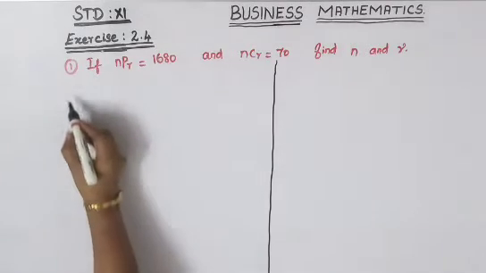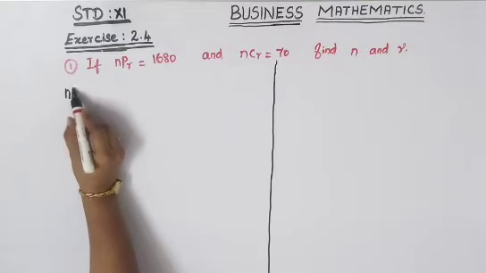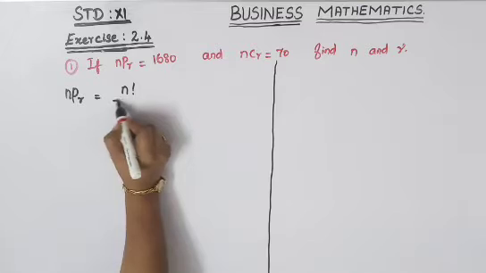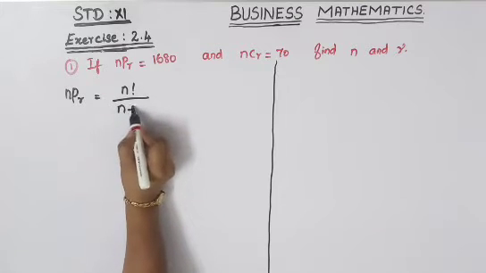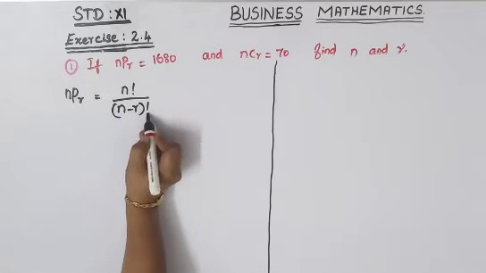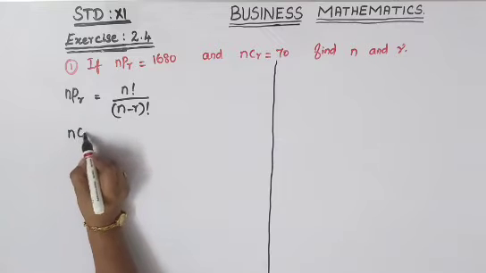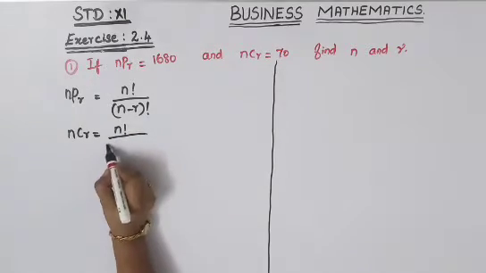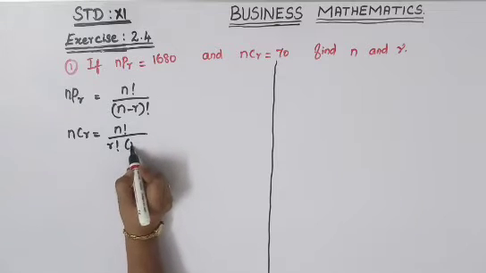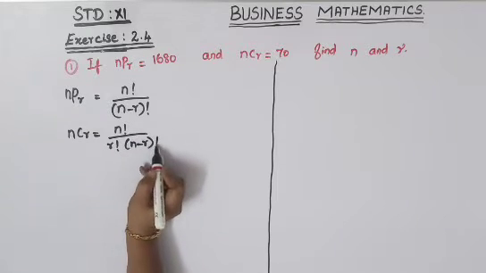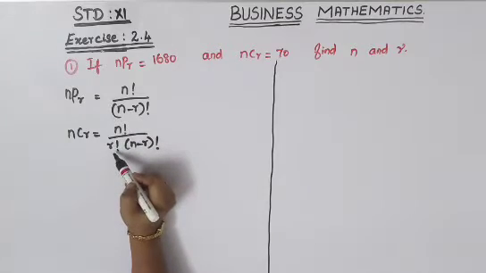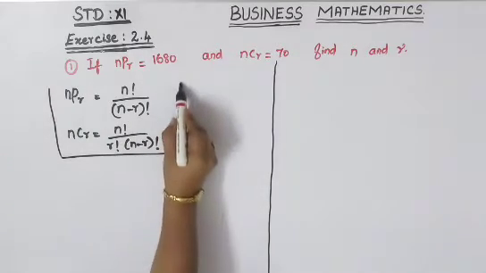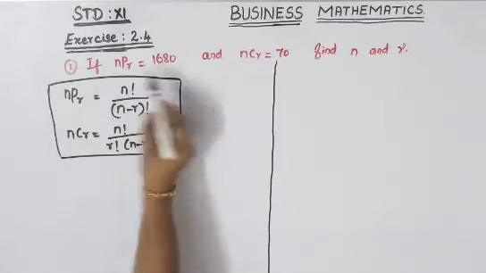So, your nPr formula is n factorial divided by (n minus r) factorial, and your nCr formula is n factorial divided by r factorial into (n minus r) factorial. So one r factorial will be extra in your nCr. These two formulas you will have to use because they have given nPr and nCr.